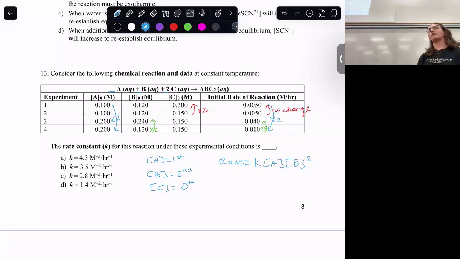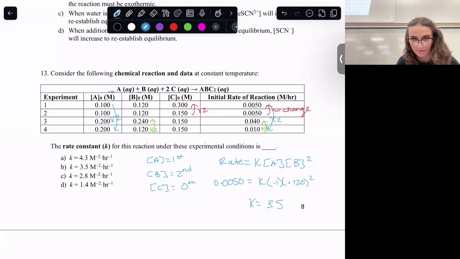Okay, how do we solve for K once we have this? Perfect, right? We can take any experiment you want. It could be 1, 2, 3, or 4. And we'll plug in the rate, and then our other concentrations. So I did 1, and I got K equal to 3.5.